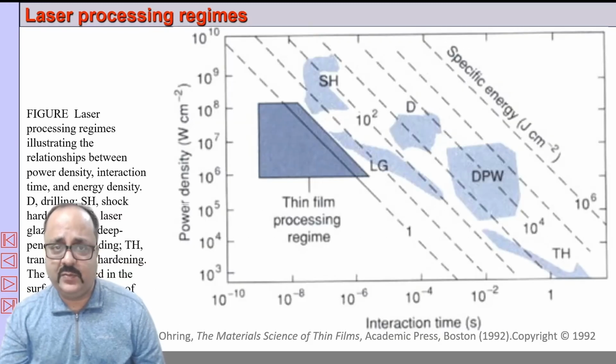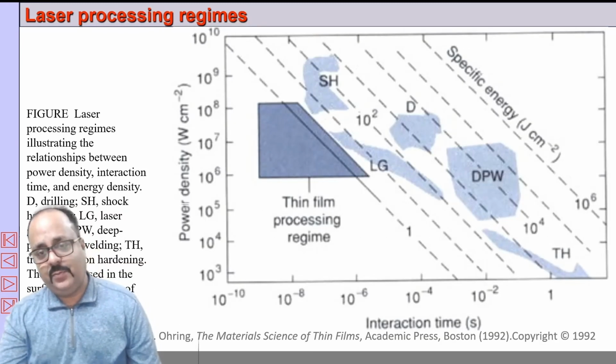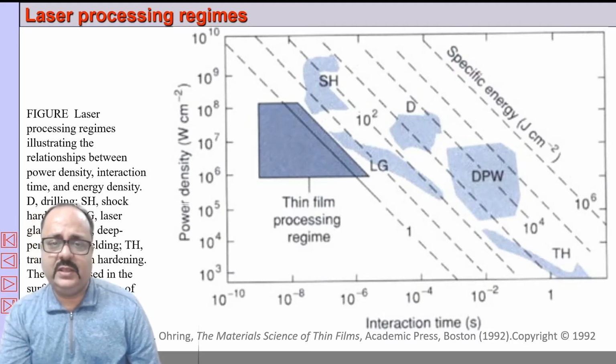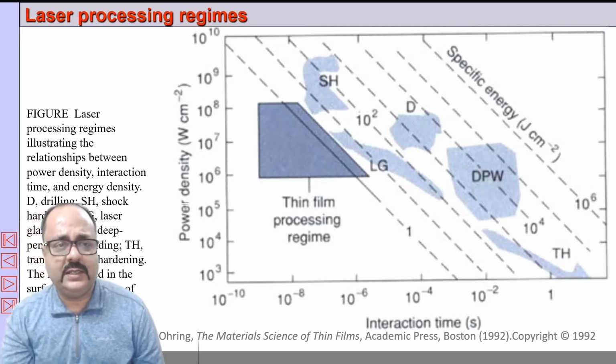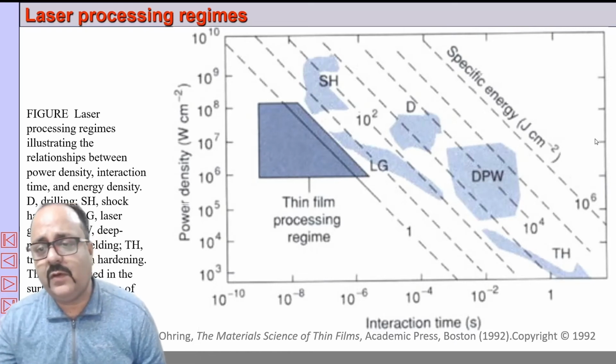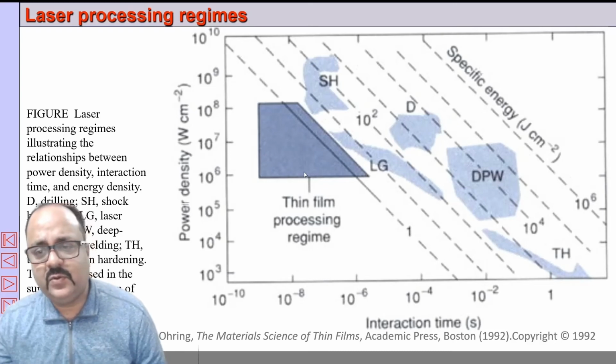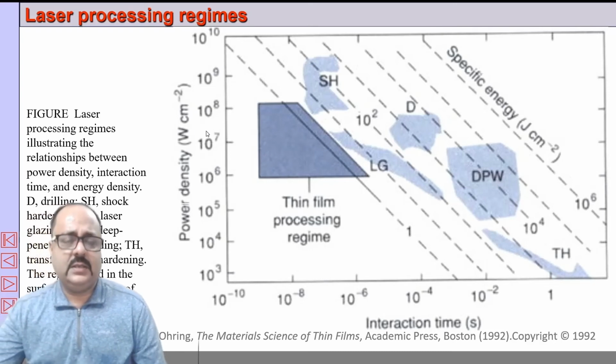And laser based micromachining is also very, very popular nowadays. So this is the regime showing different applications of lasers in manufacturing. Our concentration is in this region, around 10 to the power 6 watt per centimeter square.